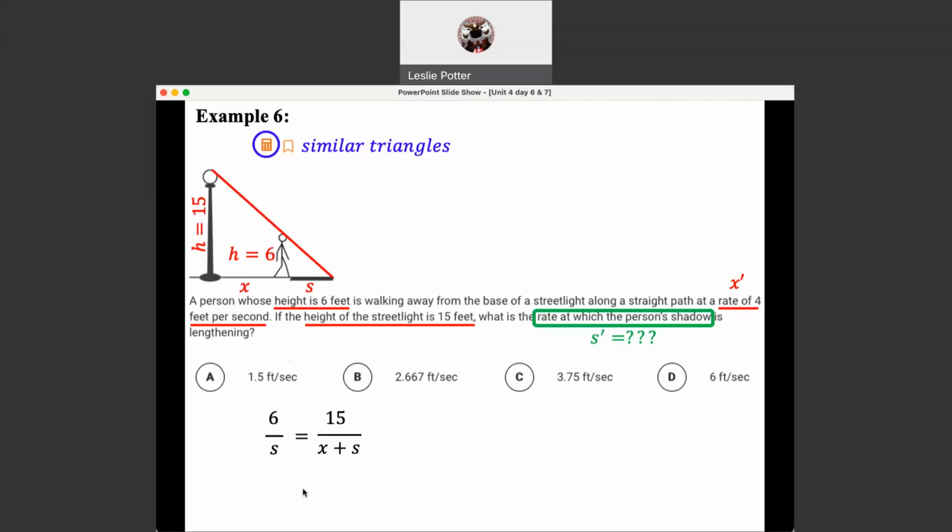And so we can differentiate this to get our related rates expression. Before I do that, though, because that seems like something really difficult to differentiate, I'm actually going to manipulate this first. So I'm going to cross multiply, and then I'm going to distribute the 6. And then I'm going to take the 6s and subtract it to bring it over to here. So I have 9s equals 6x, and then I'm going to divide by 9.